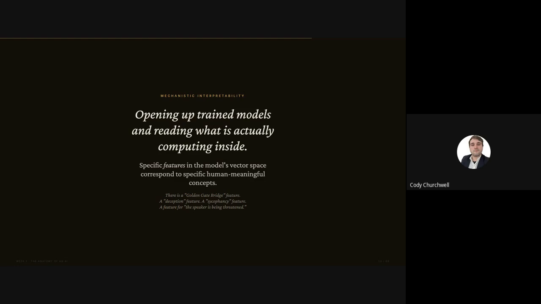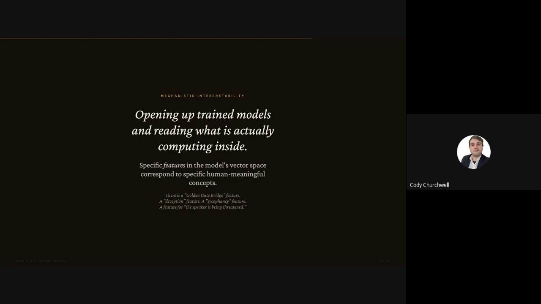Now, inside the model's internal representations are specific directions which correspond to specific human meaningful concepts. There's a Golden Gate Bridge feature, a deception feature, a sycophancy feature, a feature for the speaker is being threatened. Thousands have been cataloged. And here's what makes it consequential. When we identify a feature, we can also manipulate it.